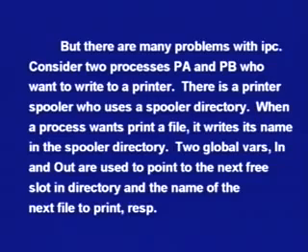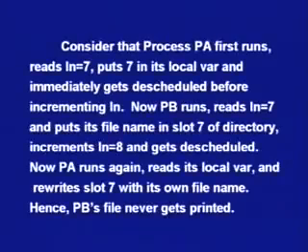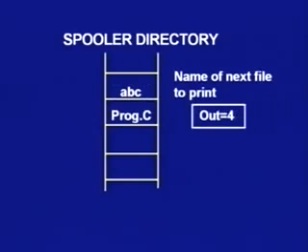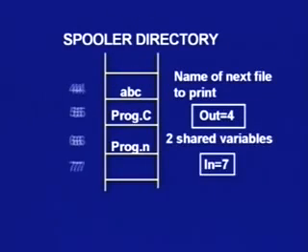There are two global variables, in and out, and these point to the next free slot in the directory and the name of the next file to print. So in points to the next free slot in the directory, and out points to the next file that has to be printed. Now let us say process PA is running first, and let us see, this diagram shows the actual scenario.